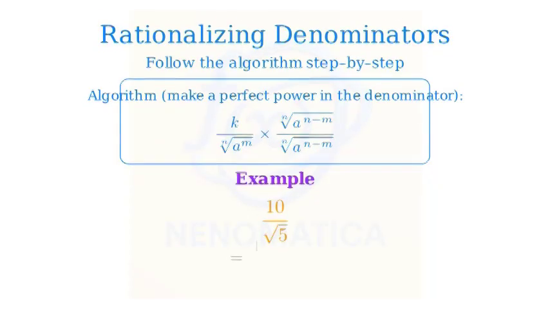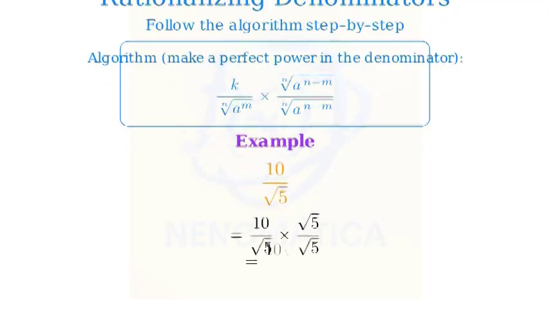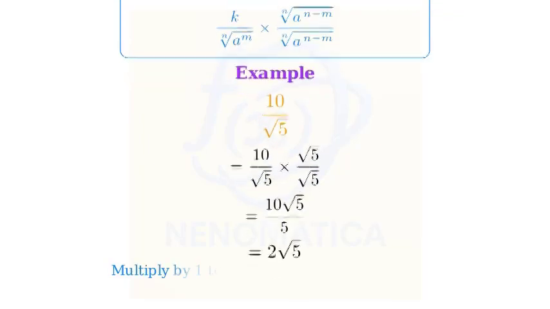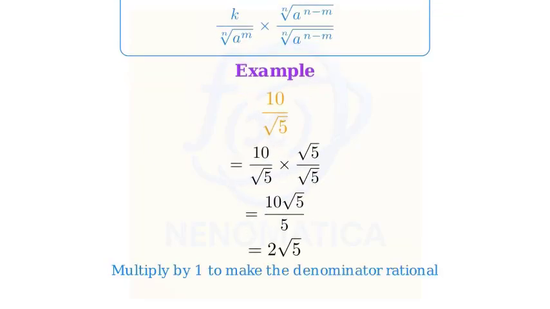Example 1. Rationalize 10 divided by square root of 5. Step 1. Multiply numerator and denominator by square root of 5. Step 2. Simplify the denominator. Square root of 5 times square root of 5 equals 5. Step 3. Reduce the fraction. The reason this works is that multiplying by square root of 5 over square root of 5 is multiplying by 1, but it turns the denominator into 5, which is rational.